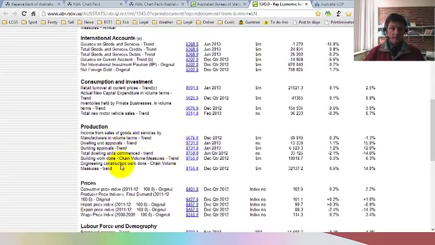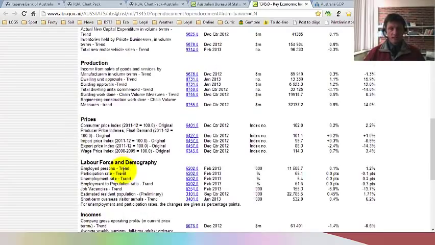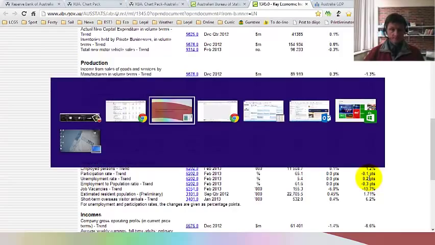We've got a whole lot of other indicators down here, which I'll come back to a little bit later. For example, here we've got the unemployment rate. Currently that is at 5.4%, and that's gone up by 0.2% in the last quarter.